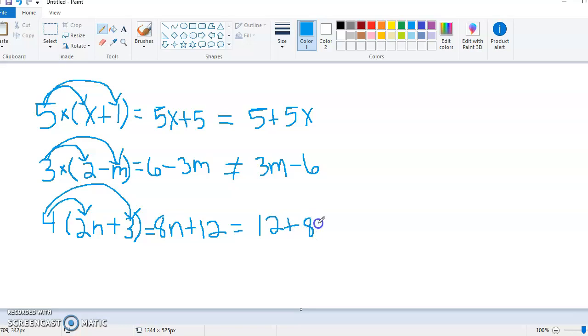Okay? And then another property you're going to see, identity property of multiplication, says that anything times 1 equals that number. So 8x times 1 will equal 8x. Okay? All right. I think those are the 3 properties you're going to use to complete this lesson.